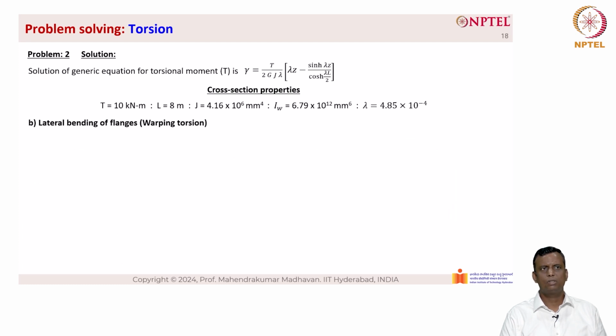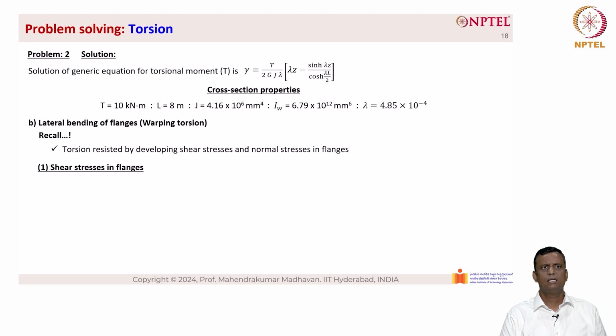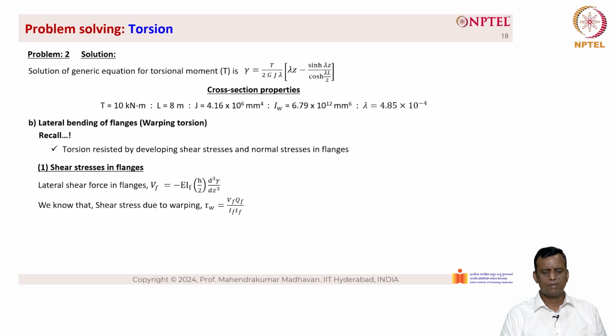Now let us find out the lateral bending of the flanges, which is warping torsion. Recall that the torsion is resisted by developing shear stresses and normal stresses in the flanges. The shear stresses in the flanges are given by the lateral shear force V sub F equal to minus E A_F into h by 2 into d cube gamma by dz cube. We know that the shear stress due to warping is given as tau W equal to V_F into Q_F divided by I_F into t_F, which is nothing but VQ over It, which we studied in our basic strength of materials course.